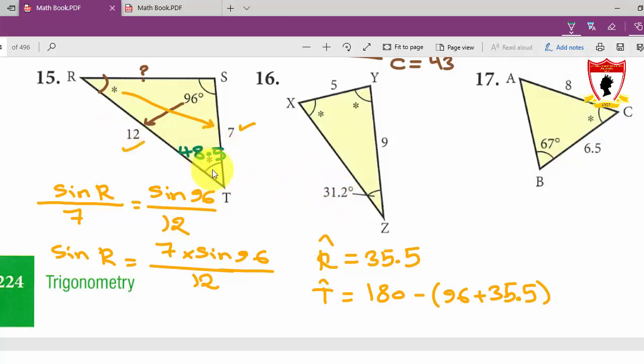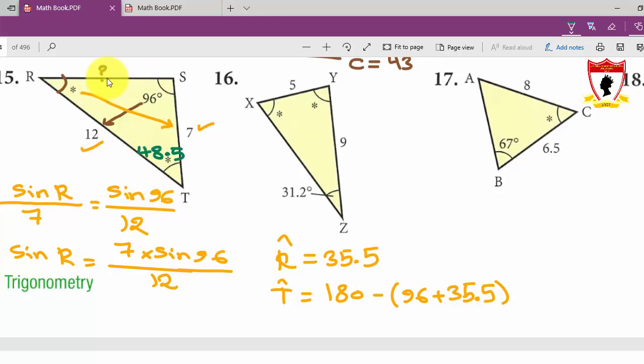So we got both missing angles. That's it. The question doesn't ask for this missing side, so we don't have to find it. Even if the question asks, we can find it because we know the angle opposite of it, and we can use one of the other sides in the rule that will lead us to find even this missing side opposite T.